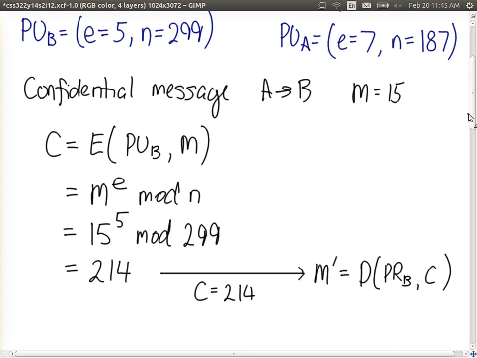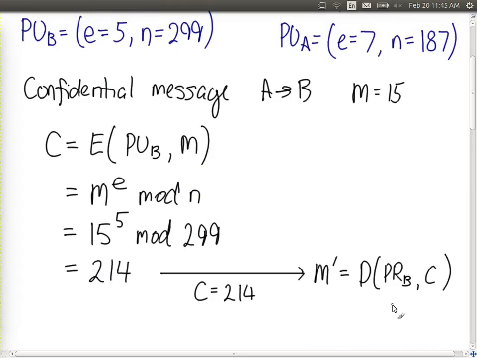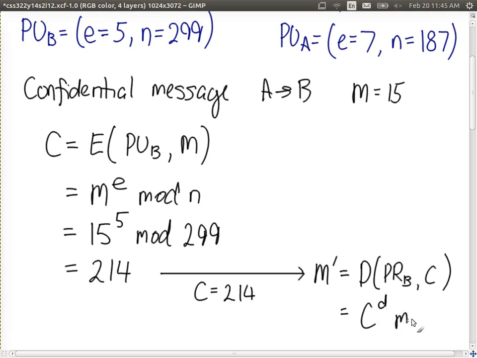And what is the decryption algorithm? It's in fact the same as the encryption algorithm, but we use some different values. Decrypt is: take the ciphertext, raise it to the power of d, that private value, mod by the same n. Let's try it and see what we get. C to the power of d mod by n.